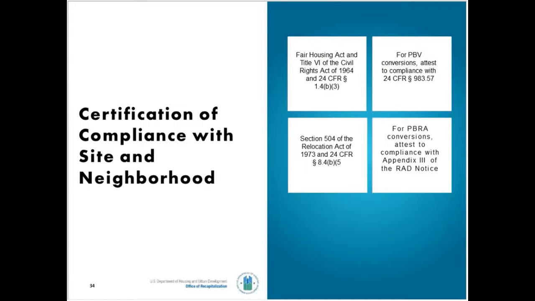So, certification of compliance with site and neighborhood standards. The Office of Recapitalization wants to make sure that the site and neighborhood of the project meets the Fair Housing Act and Title VI of the Civil Rights Act of 1964. If you're doing a PBV conversion, the PHA will submit certification that the project meets the requirements of the Fair Housing Act according to CFR 983.57. If you're doing a PBRA conversion, the owner will self-certify that the project meets compliance with site and neighborhood standards per Appendix 3 of the RAD notice.